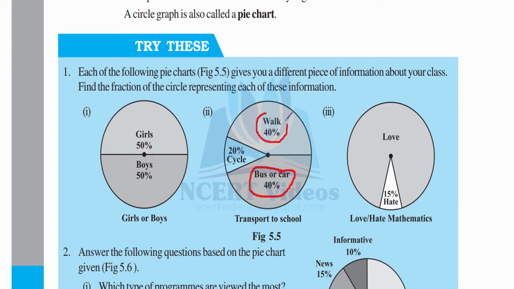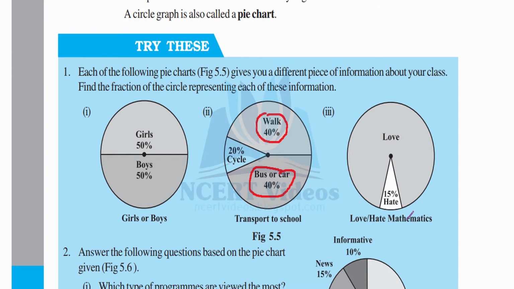40% prefer walking, and remaining 20% prefer cycle. So if we add all these, that should equal 100%. That is 40 plus 40 is 80, plus 20 is 100%. That is, complete students prefer these three modes of transportation.